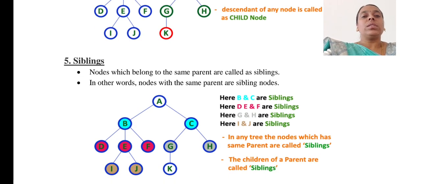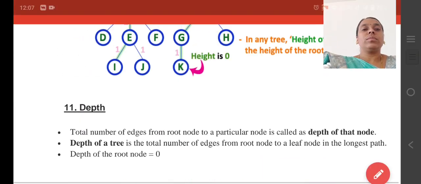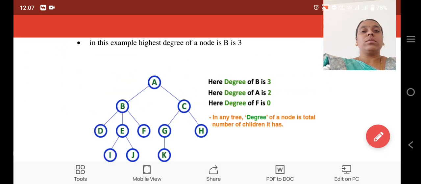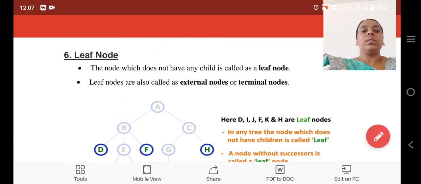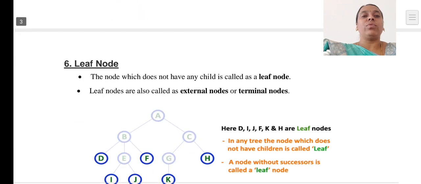The next one is the sibling. Siblings are nodes with the same parent. Nodes which belong to the same parent are called siblings. Here B and C are siblings, D, E, F are siblings, I and J are siblings, and G and H are siblings. The next one is the leaf node.